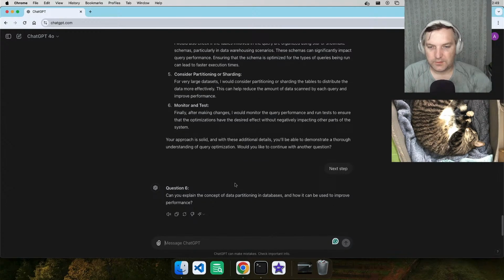Not step, question. Can you explain the concept of data partitioning in the database and how it can be used to improve the performance? So again, data partitioning in databases allows the query engine to reduce the amount of data it needs to read to answer the question. So if your predicate matches the partition, then your queries will be very optimal. So that's sometimes a very good thing to implement.